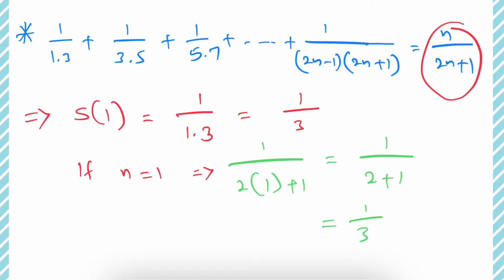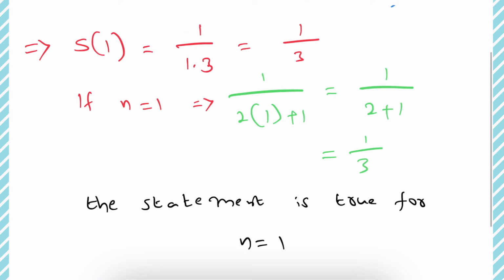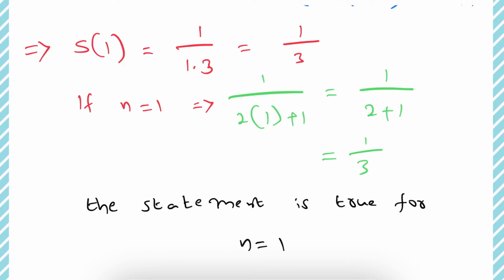Now if we observe these two answers, when we substituted 1, we got the answer as 1 by 3, and the sum of the first term is also 1 by 3. So we can conclude that the statement or the formula is true for n equals 1. This is the first step. Now let us move to the second step.